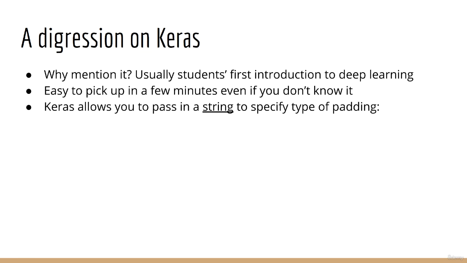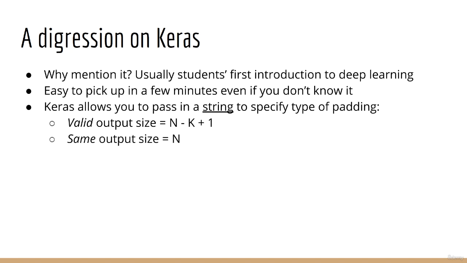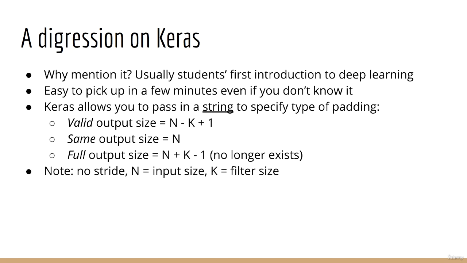As a reminder, we generally have three modes of convolution. In valid mode, the output size is n minus k plus 1. In same mode, the output size is just n, the input size. And in full mode, which no longer exists by the way, the output size is n plus k minus 1. And remember that these are just the basic form of convolution with no strides.